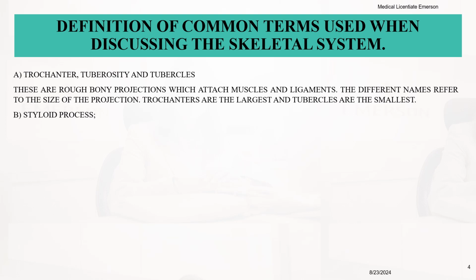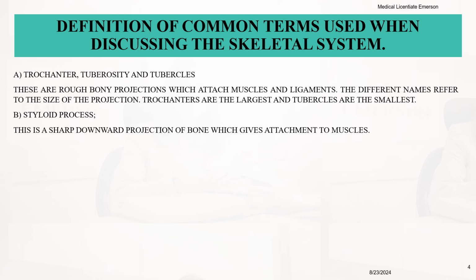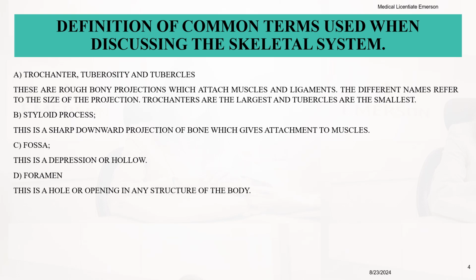Okay, then the styloid process. This is just a sharp downward projection of bone which gives attachment to muscles. That's the styloid process. Then the fossa. This is a depression or furrow, and the foramen. So the foramen is just a hole or opening in any structure of the body. That's why we call it a foramen.